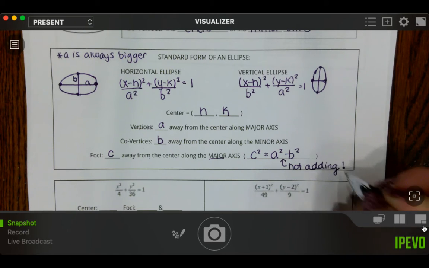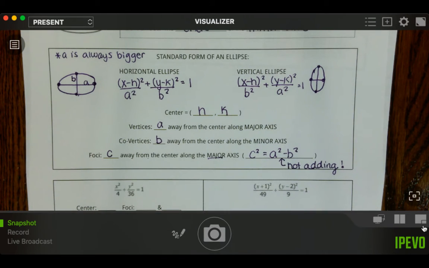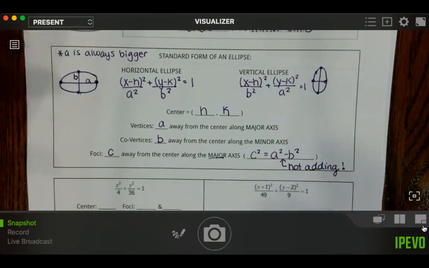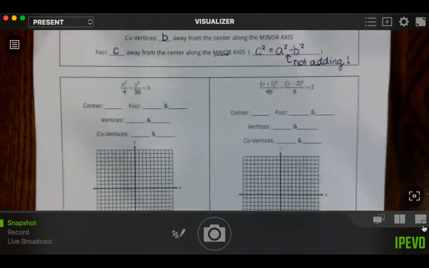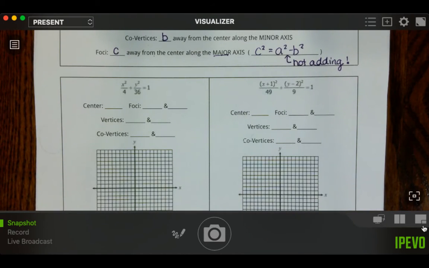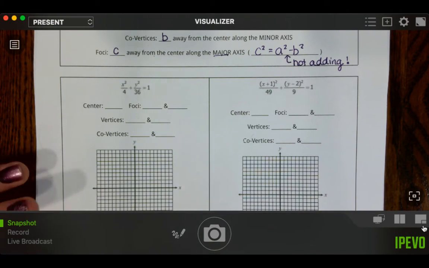I'm going to make a note of that because everybody thinks it's adding because that's Pythagorean theorem. Right, and I'll draw these foci down here for you so you can see what that looks like. They're a little bit confusing because they can give you lots of fractions and decimals. The other parts of it are a little bit easier though. So what I'm going to do is everything except the foci for right now on both of these, and then I will come back and do the foci.